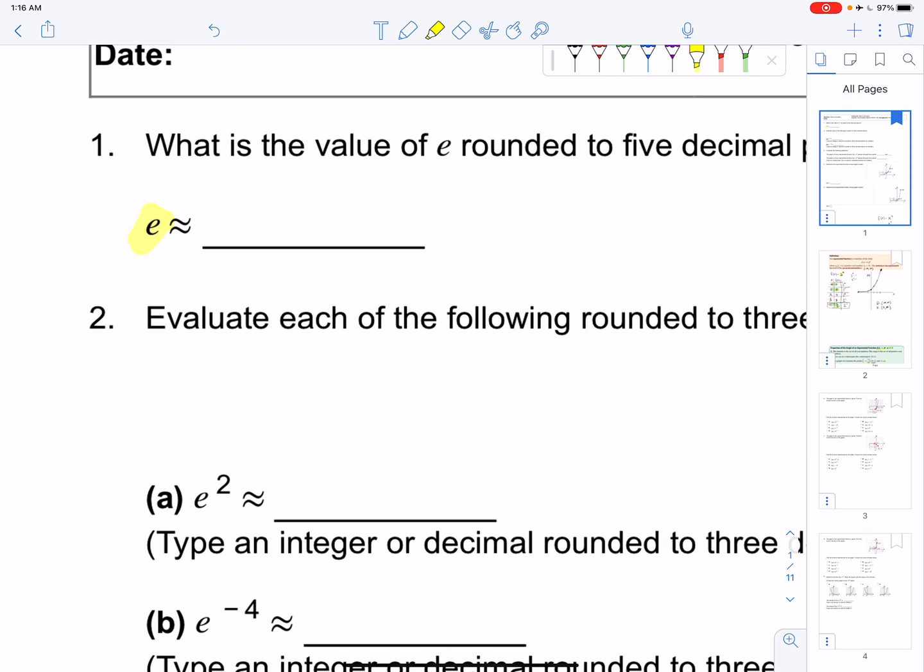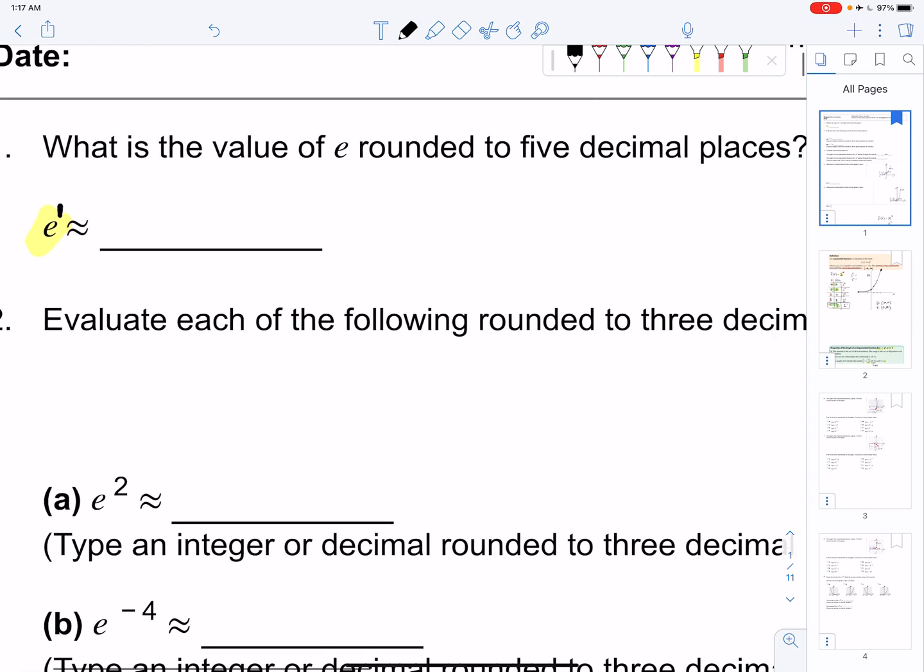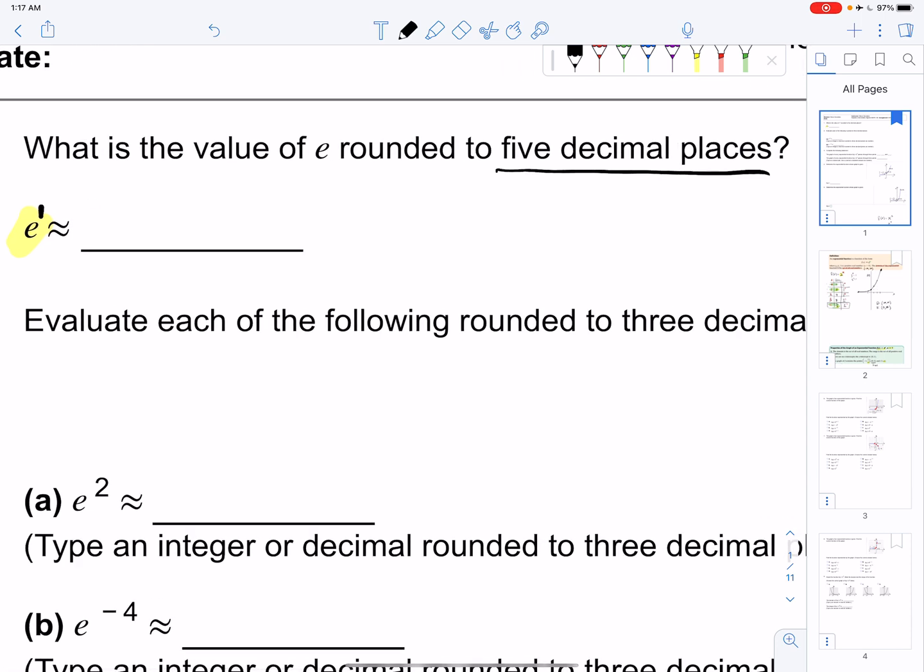It is a number. They want to know what the number is. So what you can do is go ahead and stick it in your calculator, and that'll give us a good approximation. They're wanting us to round it to 5 decimal places. And how do you put it in your calculator?